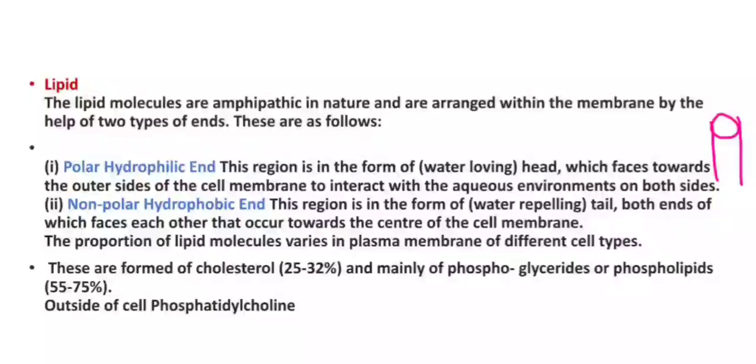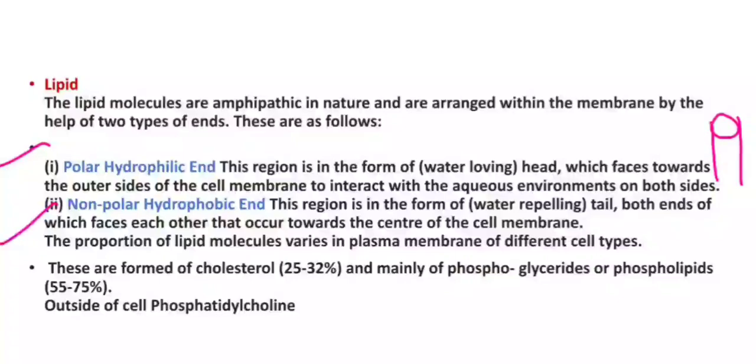The polar hydrophilic end is in the form of a head, and this part is water loving, or we can say hydrophilic, which faces towards the outer side of the cell membrane, and it interacts with the aqueous environment on both sides, the upper side as well as the lower side. Then there is the non-polar hydrophobic end. This region is in the form of a tail, and this is the water repelling end.